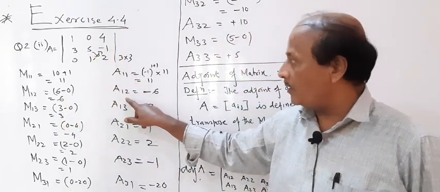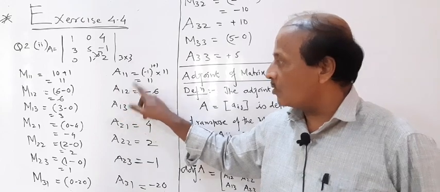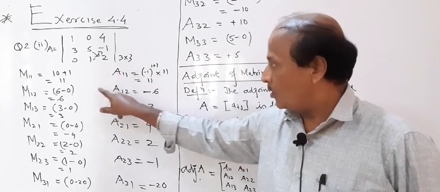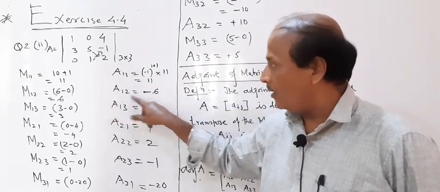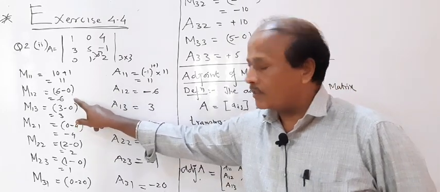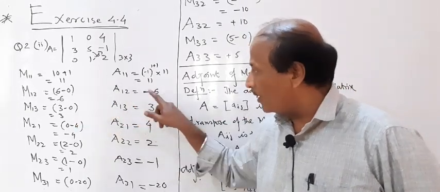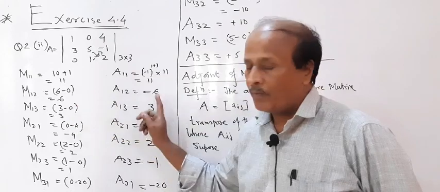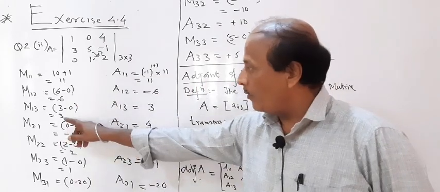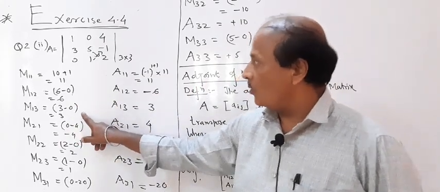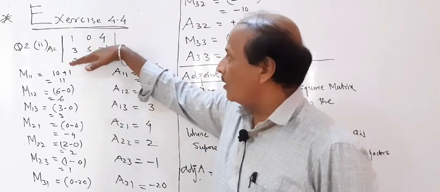But see the power, then power will be 1 plus 2 upon minus 1. So naturally power is odd. So you will get in place of 6, you will get a cofactor minus 6. So difference will be upon minus sign. Similarly go for M13. So first row third column, first row third column.